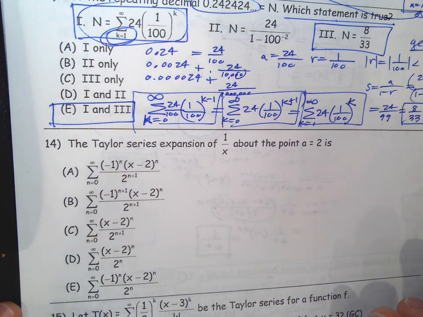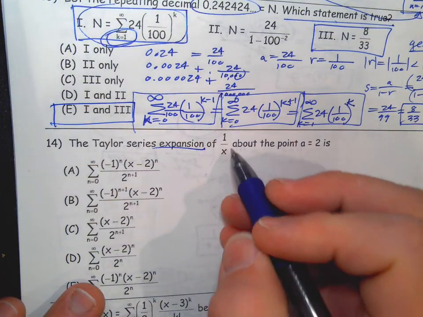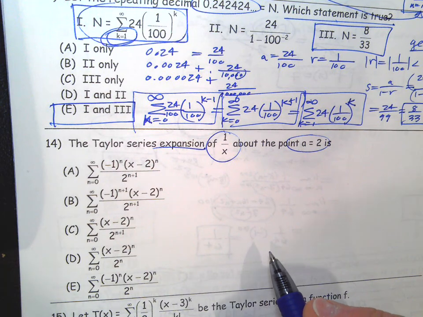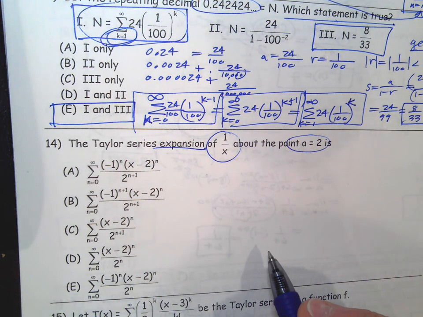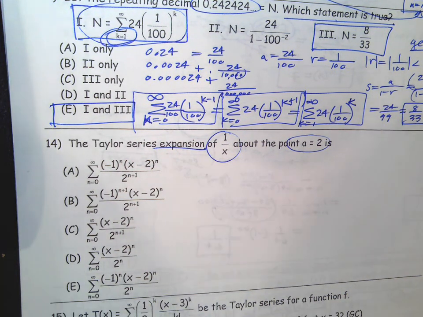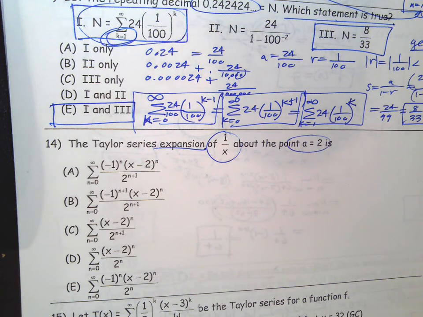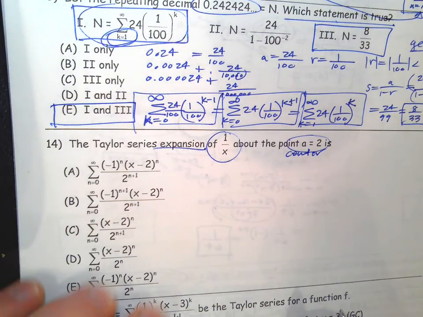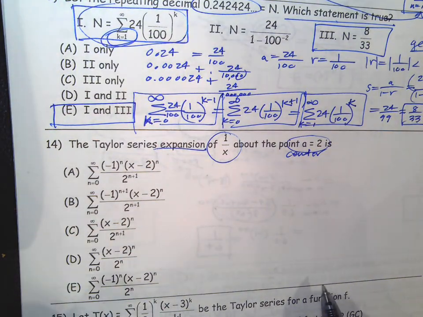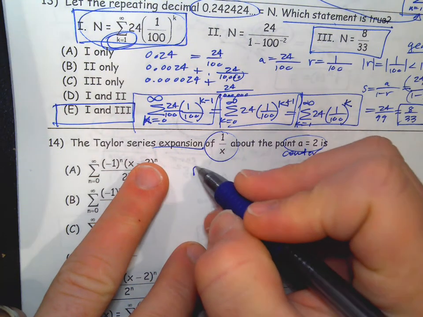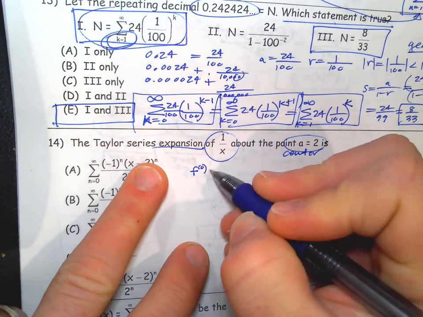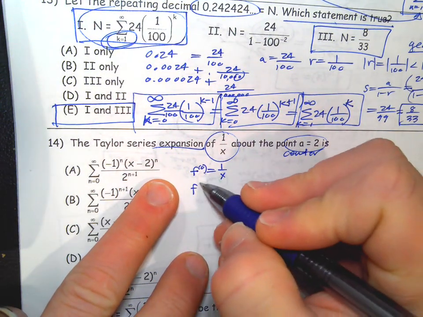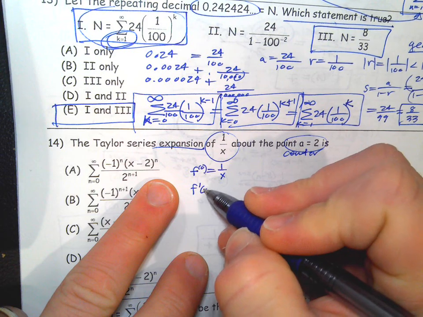Taylor series expansion about the point a equals 2. Now, expansion I usually think is like open form, but I don't know. Expansion of 1 over x about the point, this is the center, so I don't think we can use any memorized formulas. So I think we just got to build it. So the 0th derivative, I think we got to get enough to determine the pattern.